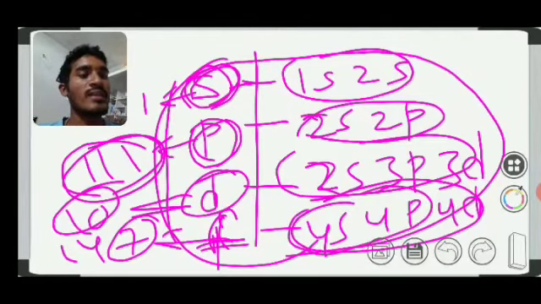Take 4s and 4p. So what is 4 and what is s? The 4 is the number n, that is, the energy level. I told you, it is the energy level. And s means it is the subshell.